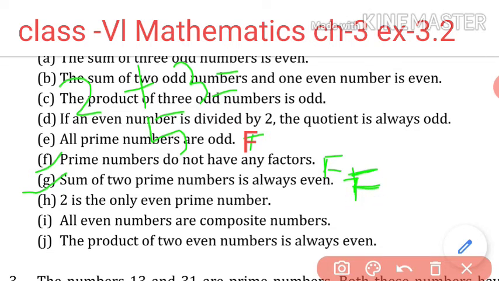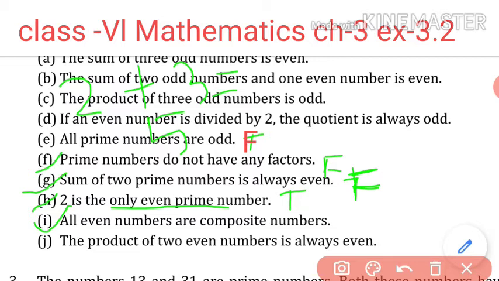G is false, because the sum of two prime numbers will not always be even. Sometimes it may be even, but sometimes odd. So it is not always the same. Now H. 2 is the only even prime number. This is what? True. Only 2 can be an even prime number, and any other even number will not be a prime number.